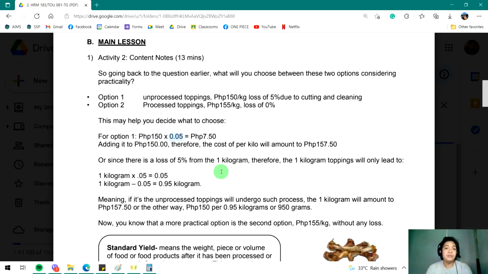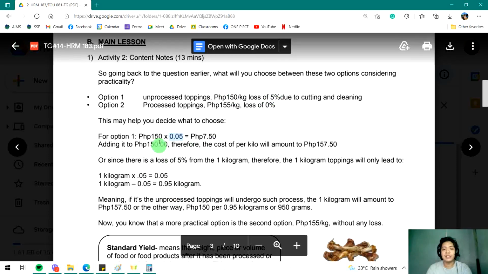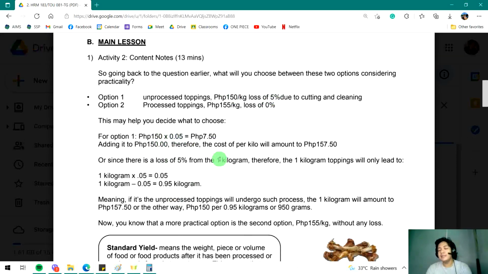Remember, if you will multiply percentage, you have to move 2 decimal places to the left. And the decimal point here in a particular percentage is nandito sa pinakadulo niya. So, move 2 decimal places to the left. This will be 0.05. So, ibig sabihin, 7.50 pesos yung 5% na nawala sa atin.